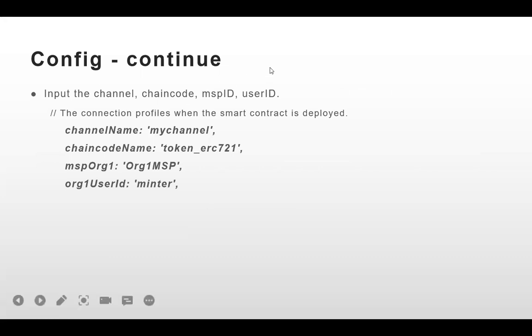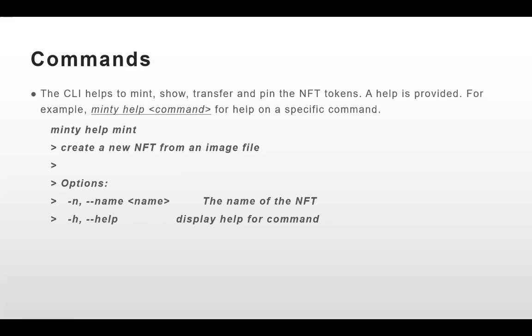And continue. Here is the chain code. Here are all the parameters for the chain code we are using. The channel name here, the chain code name, the same chain code name as in the community, and also the MSP information and user IDs. We set them here. And then commands. Since it's a CLI command line application, a help was provided. When we aren't sure what a command is for, we can use this one. It will show usage and options.